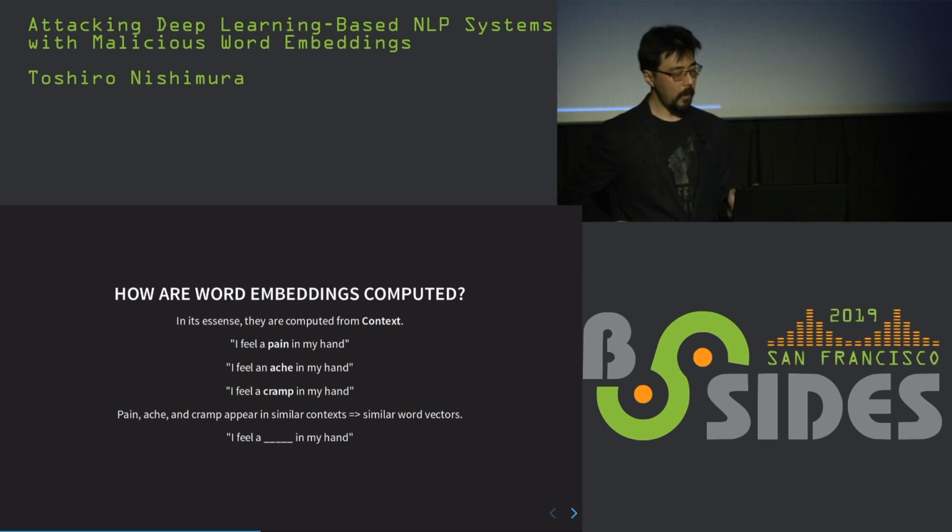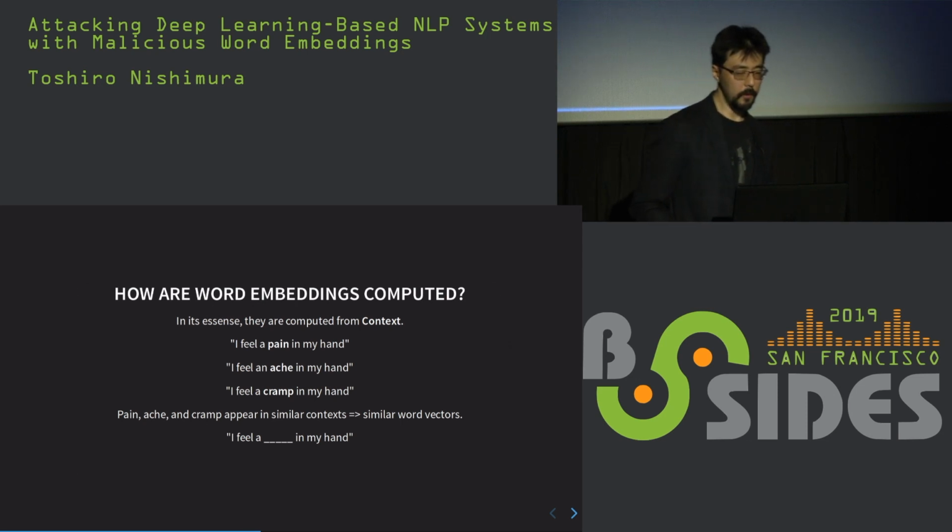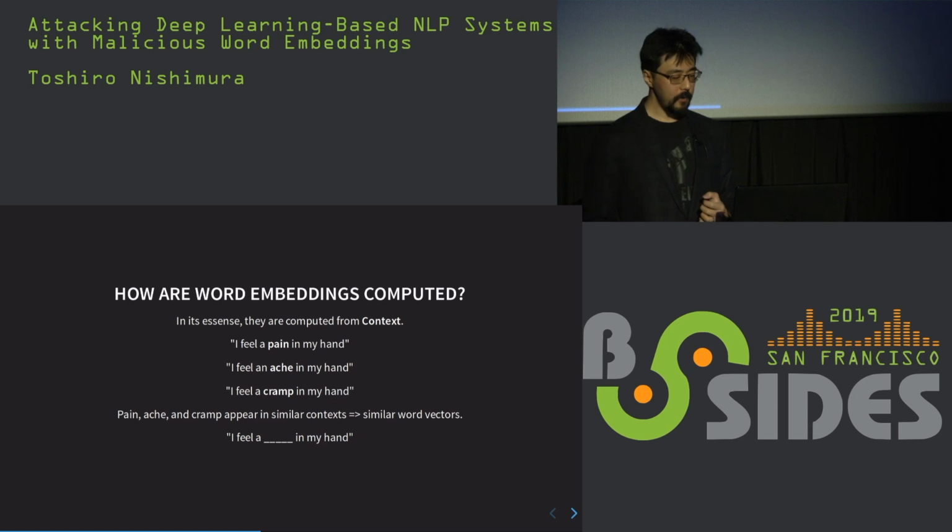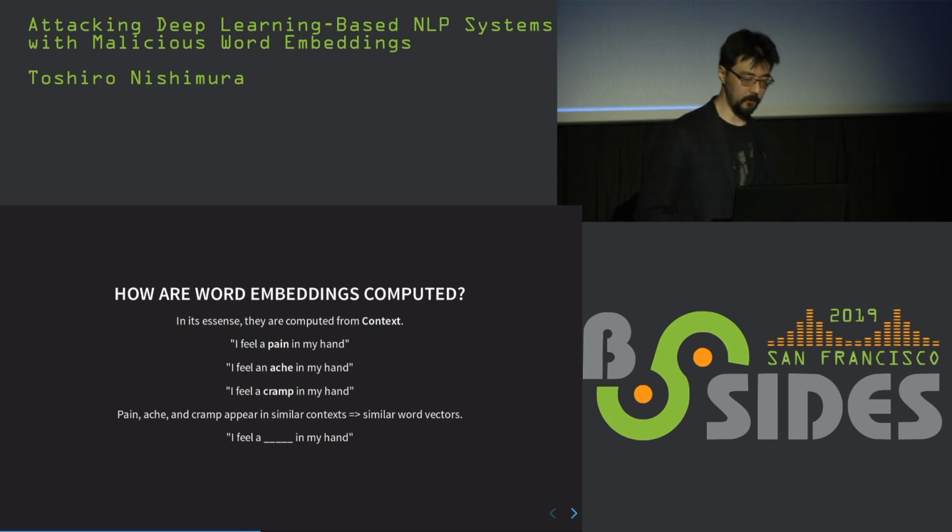And so how are word embeddings computed? The primary assumption is that words appearing in similar contexts should have similar meanings. So for example, somewhere on the internet, you might find the words, I feel a pain in my hand, I feel an ache in my hand, and I feel a cramp in my hand. And the algorithm would understand that these three words appear in similar contexts, so presumably they have similar meaning.